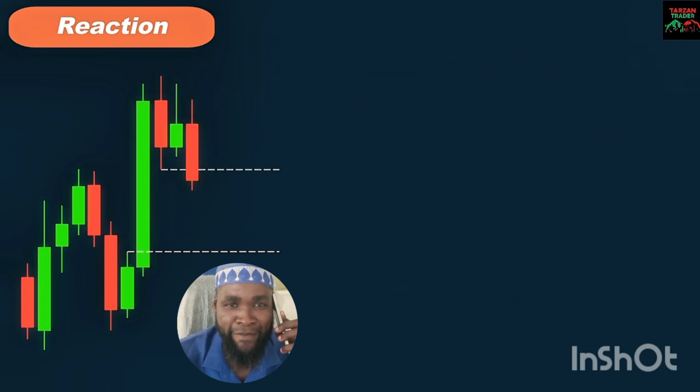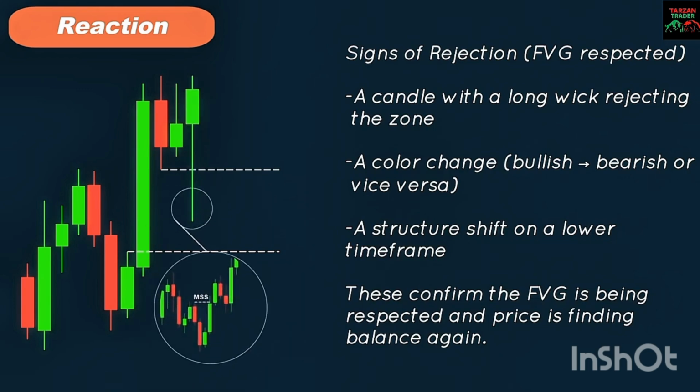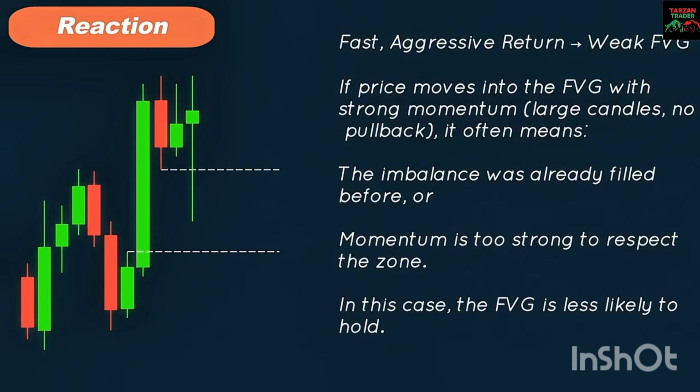The ideal reaction usually starts with a clear sign of rejection. You might see a candle with a long wick rejecting the zone, a sudden color change, for example, bullish to bearish, or a shift in market structure on a lower time frame. Those are the moments when the market is showing you that the fair value gap is being respected, that price is finding efficiency again. But if price charges back into the fair value gap aggressively, big-bodied candles, little to no pullback, breaking straight through the zone, that's your warning. It usually means the imbalance was already mitigated before, or that there's still strong momentum in that direction, so the fair value gap probably won't hold.